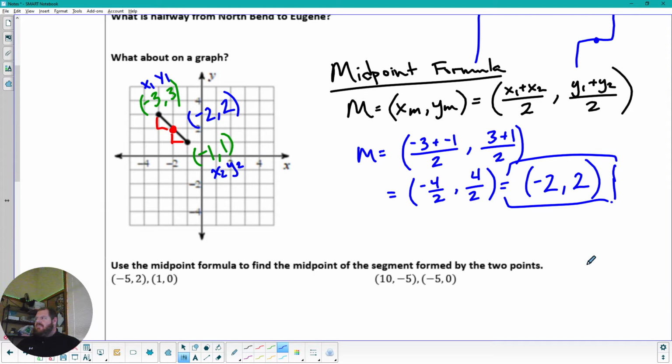So on midpoint, though, probably if I have integer coordinates, the worst decimal I'm going to get is 0.5. Most of them probably won't have a decimal.